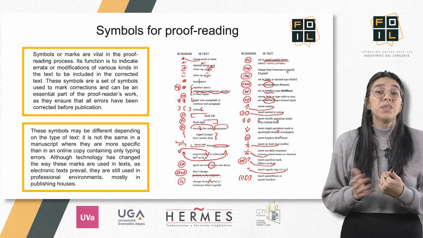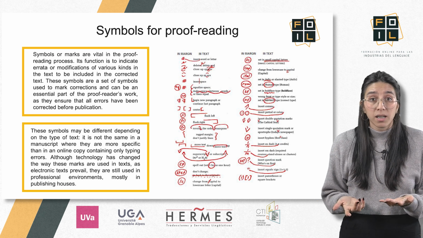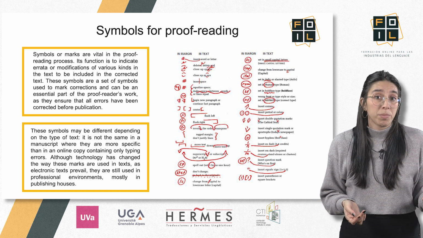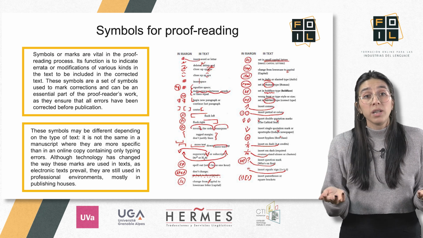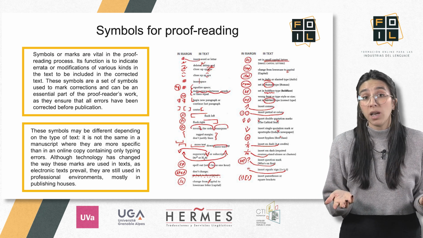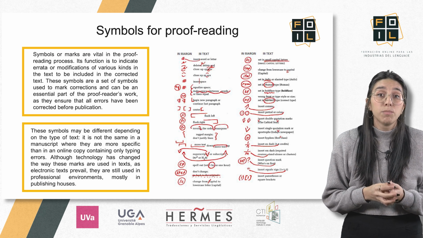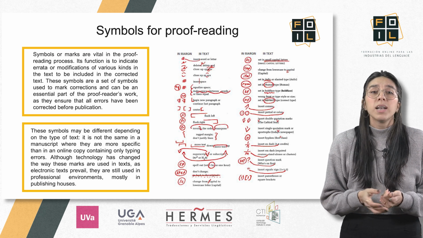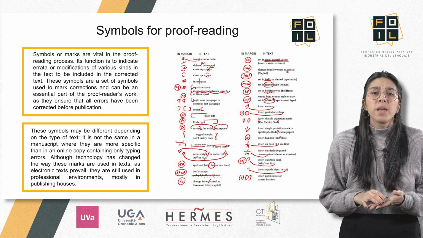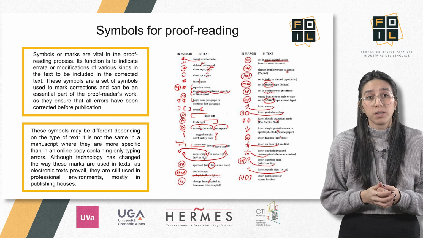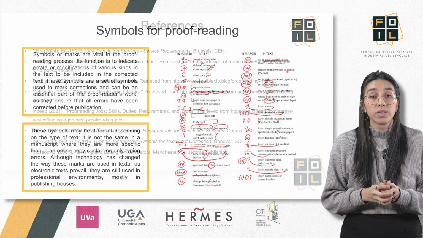These symbols may be different depending on the type of text. It's not the same in a manuscript, where they are more specific, than in an online copy containing only typing errors. Although technology has changed the way these marks are used in text, as electronic tests prevail, they are still used in professional environments, mostly in publishing houses.